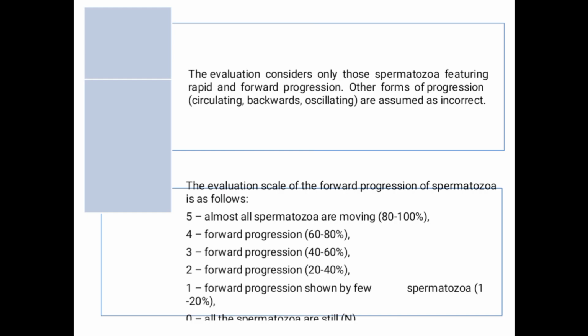The evaluation scale of the forward progression of spermatozoa is as follows. 5 degrees: almost all spermatozoa are moving, which means the quality of semen is 80 to 100%. 4 is forward progression with 60 to 80%, 3 is forward progression with 40 to 60%, 2 is forward progression with 20 to 40%, and 1 is forward progression shown by few spermatozoa, meaning 1 to 20%, while 0 means all the spermatozoa are still and not progressing forward.